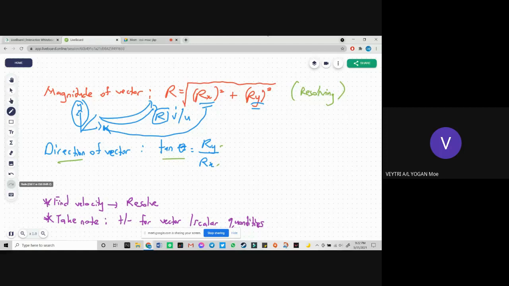Now, tadi I cakap apa? Sin and cos. Now tangent. Tangent is opposite over adjacent kan? Tadi kalau you guys remember, opposite is like this, adjacent is like this. So, does that relate very well? This is your y component, this is your x component. Do you guys get the idea right now for tangent theta?